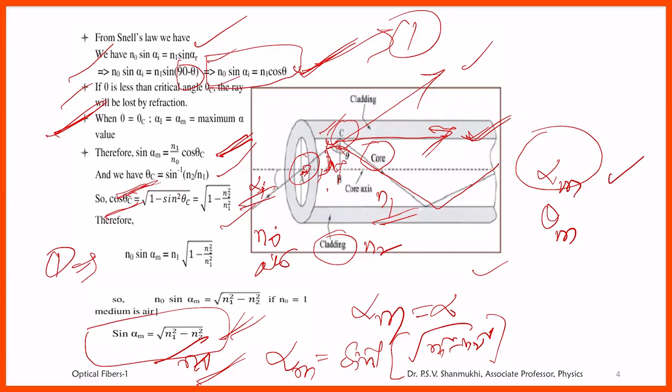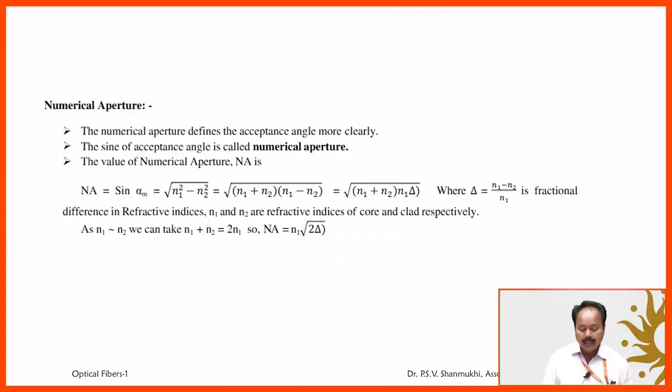It is the maximum limit of the angle within which a light ray should be incident. So anyhow, next there is another point, numerical aperture. Actually, alpha m is the acceptance angle. What is sin alpha m? That is the numerical value, and it is called the numerical aperture. Alpha m is the angle, sin alpha m is the numerical value, called numerical aperture. It is given by root over N1 square minus N2 square. So this is the expression for the numerical aperture.